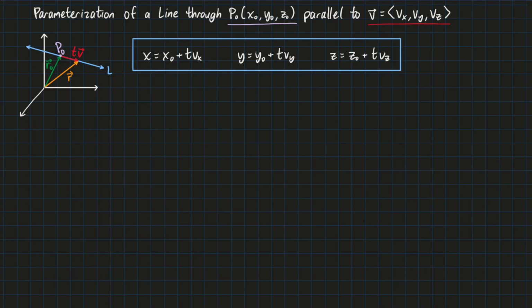So these parametric equations allow us to break up the equation of the line into the 3 variables. There's also another form called a symmetric equation. And all this is that from the parametric equation, we just isolate for the variable t. So the symmetric equation is x minus x0 over vx equals y minus y0 over vy equals z minus z0 over vz equals t.